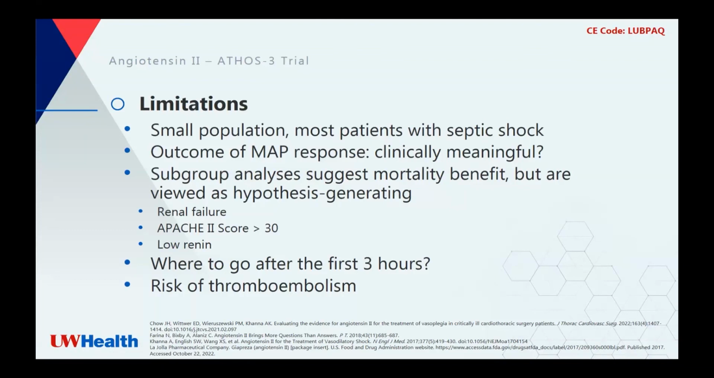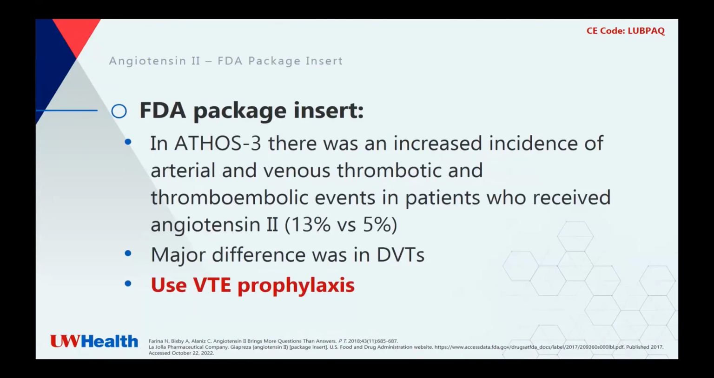And then lastly, there's a risk of thromboembolism associated with angiotensin II that it's important to know. The trial itself doesn't specifically call this out, but in the FDA package insert, they cite an increased incidence of thromboembolic events. So they recommend the use of VTE prophylaxis in patients who get angiotensin II. If you have a patient who would be contraindicated to get VTE prophylaxis, there might be some risk-benefit discussion that has to be had.